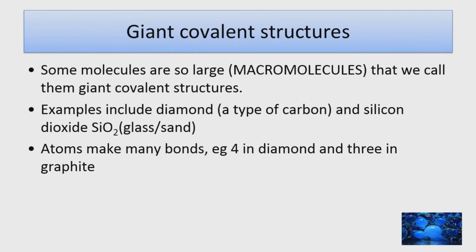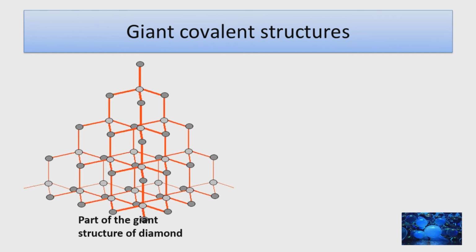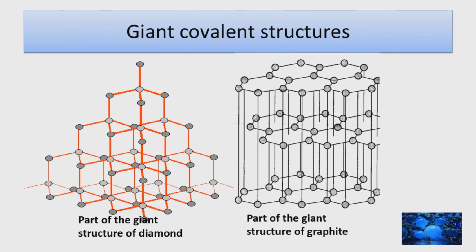Atoms make many bonds. So for example, in diamond there are 4 bonds, and in graphite, another form of carbon, there are 3 bonds. Here are 2 examples. First of diamond, the 4 bonds between each carbon, just part of it. Each carbon has 4 covalent bonds between each other. And here's a graphite molecule which only has 3 and very loose bonds between the layers.